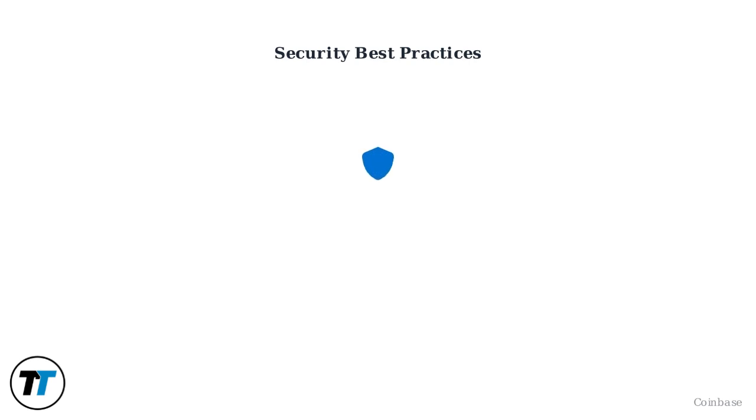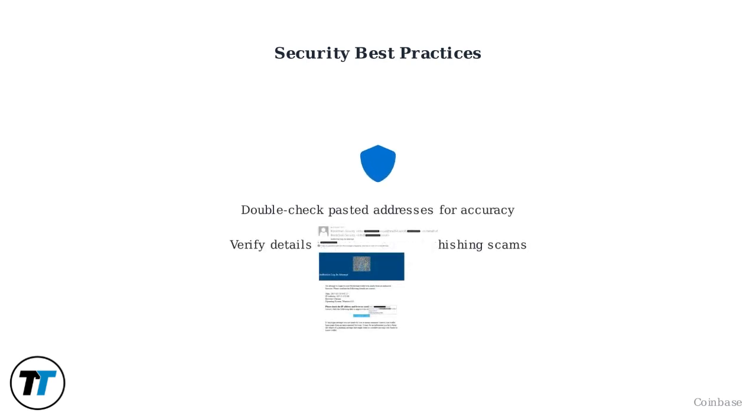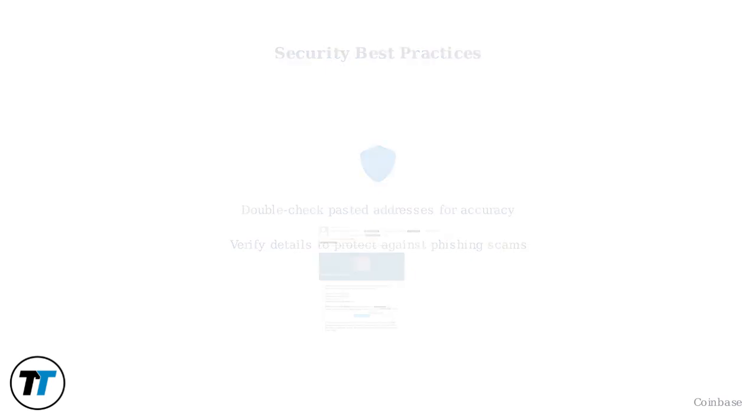Security is crucial when sending Bitcoin. Always double-check any pasted addresses for accuracy, as transactions are irreversible. Verify recipient details and be cautious of phishing attempts, such as fake emails claiming security alerts, to ensure your funds remain secure.